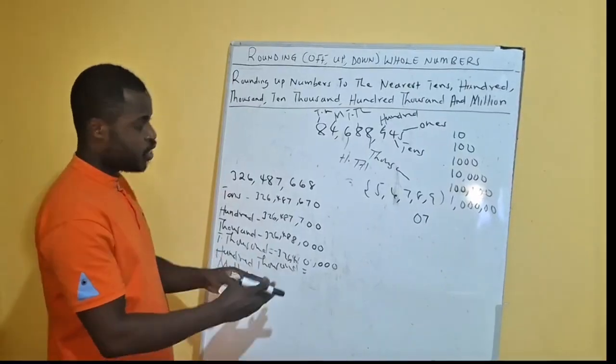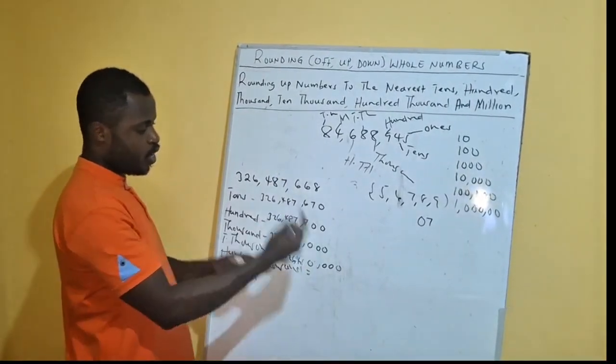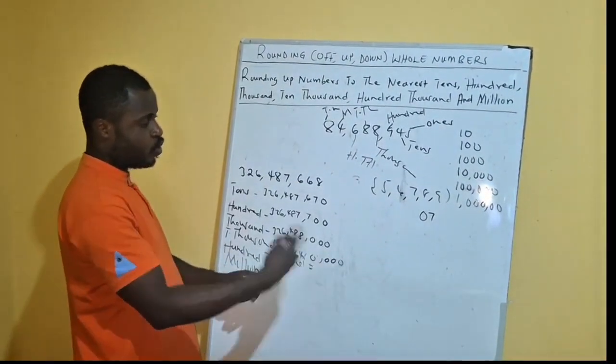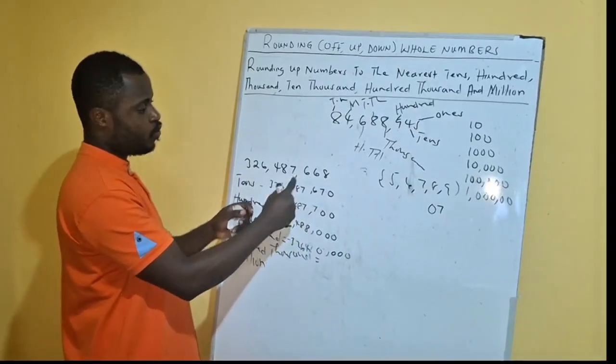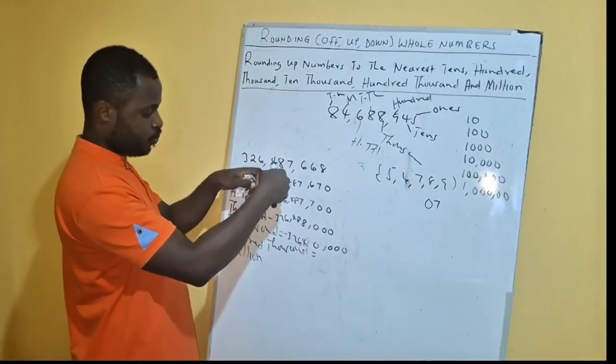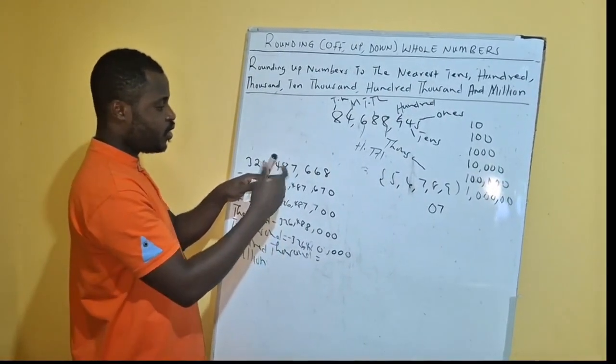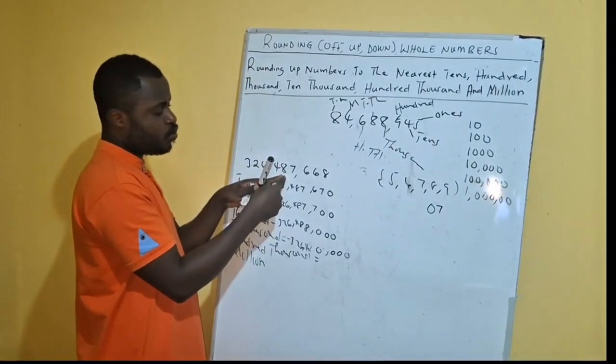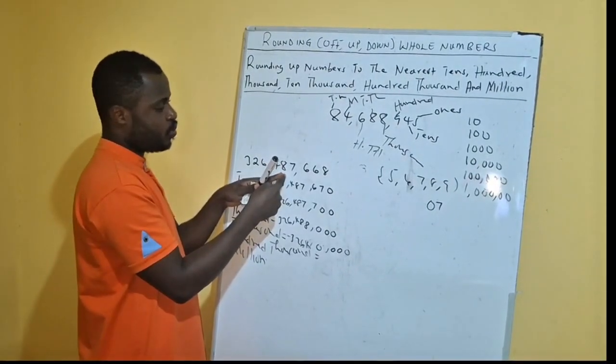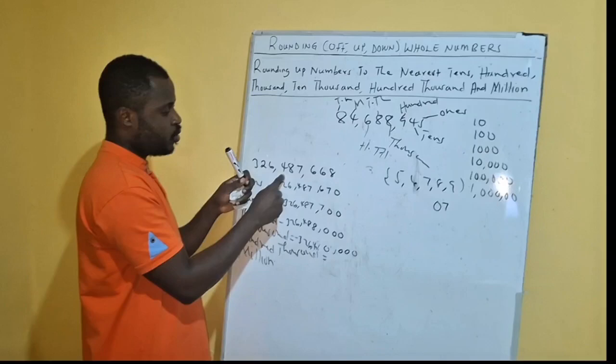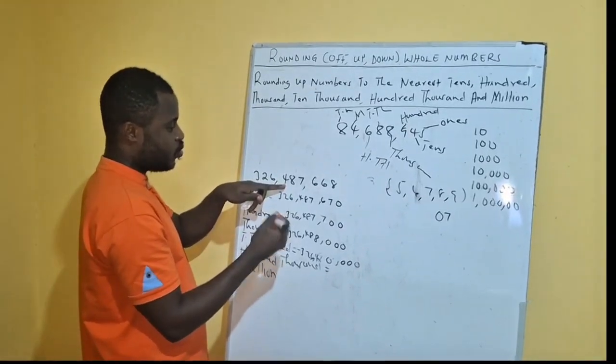Now, nearest 100,000. So, how many zeros are we expecting? This is 4. So, it's going to be 5. 1, 2, 3, 4, 5. So, here we are going to end on this 8. Is the 8 we are ending on a roundable number? Yes, it's also a roundable number. So, you add 1 to the 4 here. So, here will be 5.